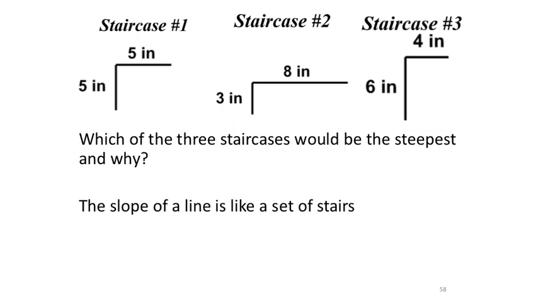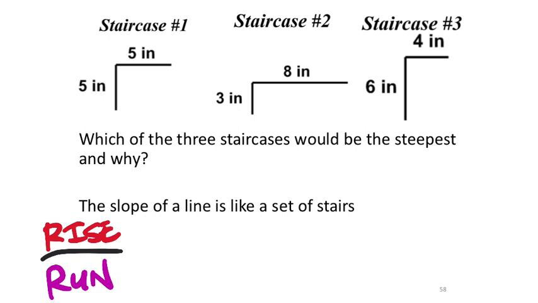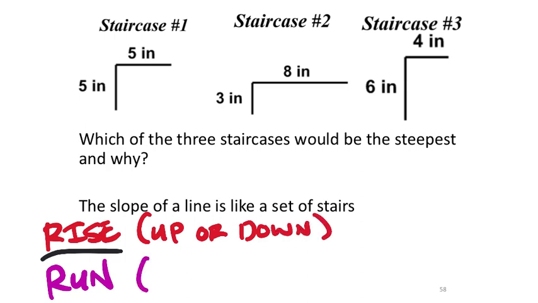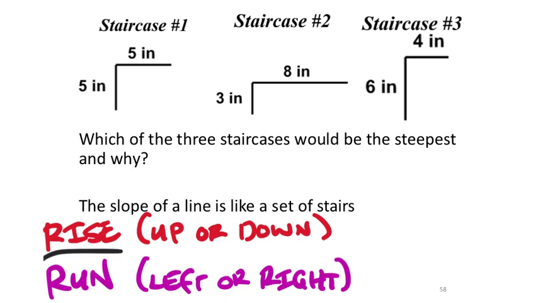Okay, that is what we call rise. And this is how it works. Rise over run. Rise is the up and downness of the line. Up or downness. And then run is left or right. So it is a ratio of rise to run.